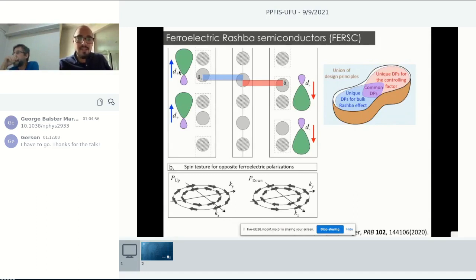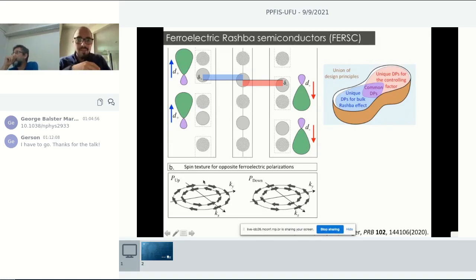So this can create an electric dipole that is positive or negative, okay? And it turns out that when we have an electric dipole, then we have spin splitting, and when we have spin splitting, we can have spin polarization, for instance. It's not always like this, but we actually can have.